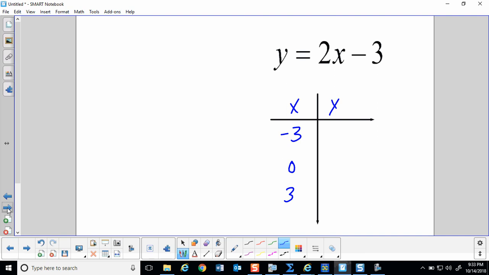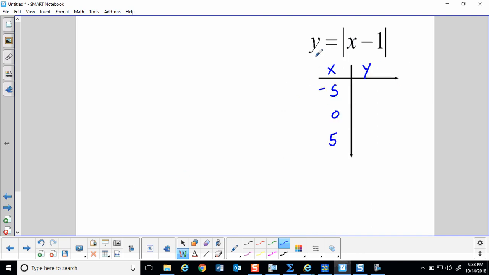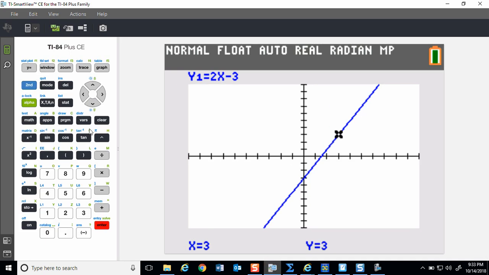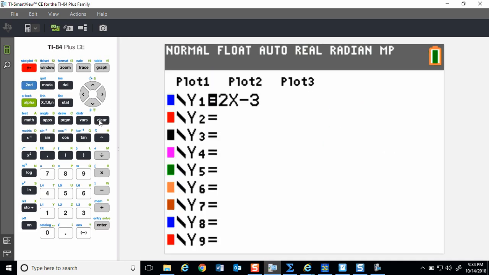Let's try another one. Here we have an absolute value. Y equals the absolute value of x minus 1. So we go into our calculator, and we're at y equals, and we're going to clear that. So we need the absolute value. So remember math over here below the alpha key.